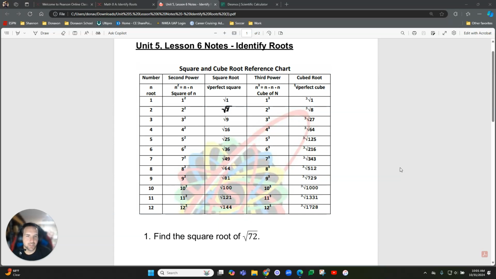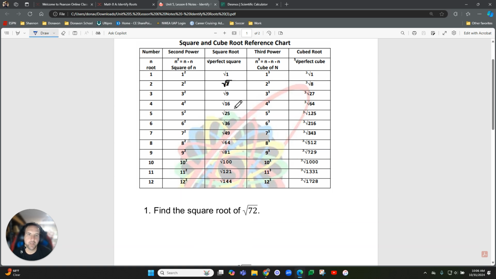Good morning, class. So in this recording for Unit 5, Lesson 6 notes, we are talking about identifying roots. So again, we're going to be using this square and cube root reference chart a lot because we are going to be utilizing these various perfect squares and perfect cubes. These are the two that we want to focus most of our attention on. So the square root and cube root.